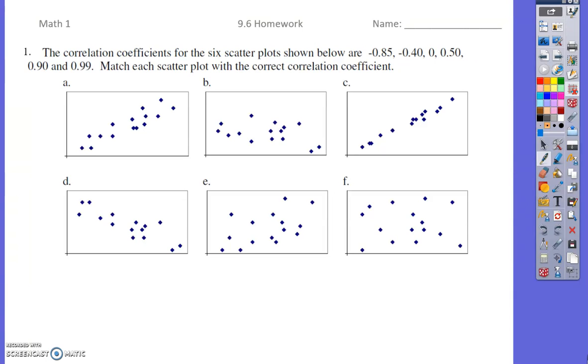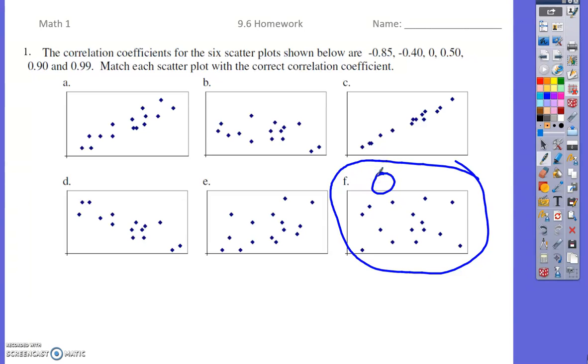So you've got this first set of numbers, and basically you're matching these scatter plots to the correct numbers that you think seem reasonable for correlation. I'm going to give you a hint. F, which has very little correlation happening here, matches with 0. So the rest of it's up to you.